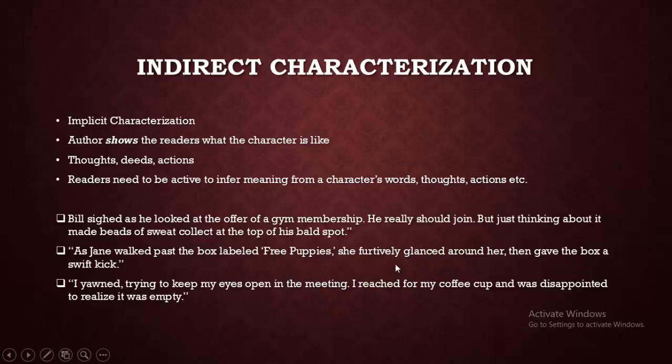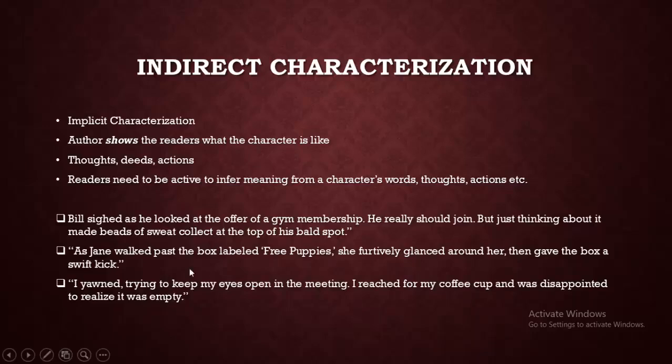She looked here and there, and when she was confident that no one was watching her, she gave the box a kick. She kicked the box, or she kicked the puppies. So you can see that a person who kicks animals or puppies without any reason would be a cruel person.